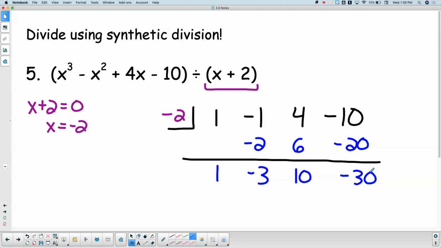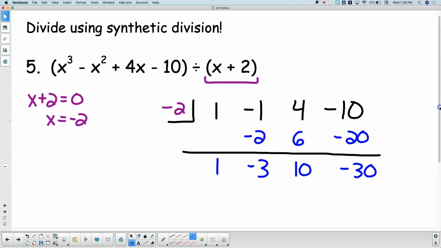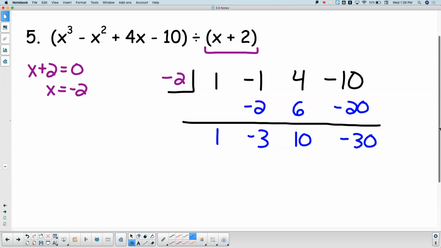Is x plus 2 a factor? No. Why not? Because it doesn't end up with 0. Okay? Anything that doesn't end up with 0 is not a factor. Okay? Luckily, we don't have to factor this one completely. So then what is my answer for this particular problem?